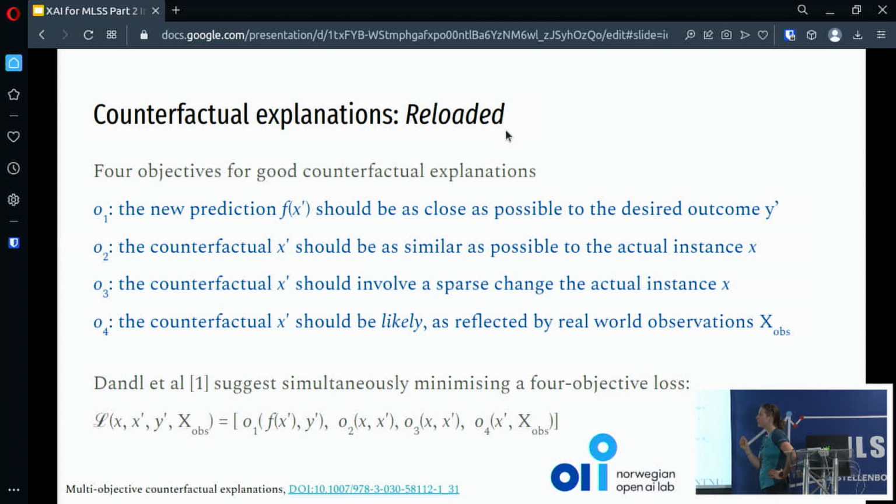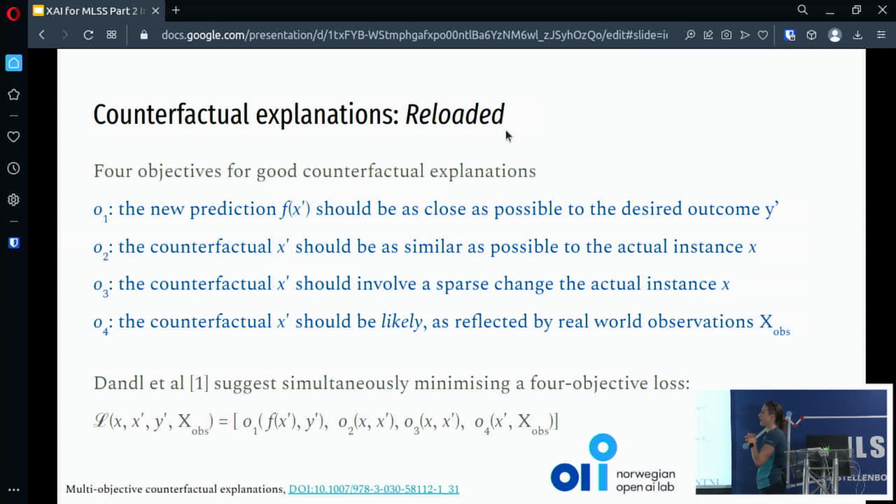But also, the counterfactual, so the situation I tell you that you have to change into, should involve a sparse change in the actual instance, right? So instead of telling you to move your house 2 meters to the right and also get married again and get a dog, I just say, okay, this is the one major thing that you have to change. And if you change this one thing, then the outcome is going to get closer to the outcome that you want. Okay, so sparse changes in the input data.